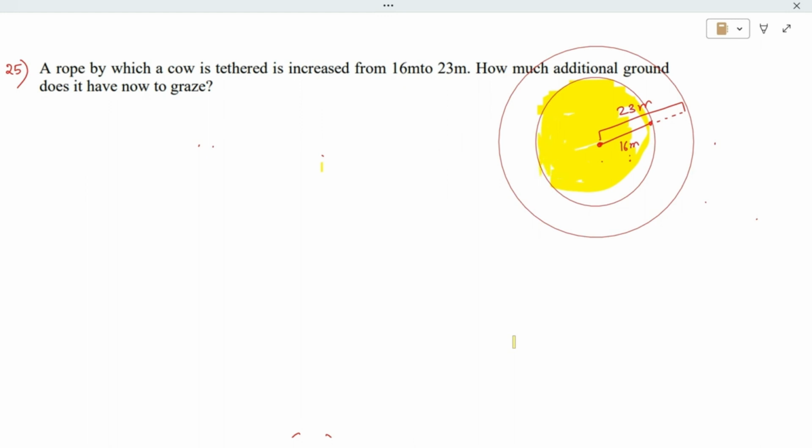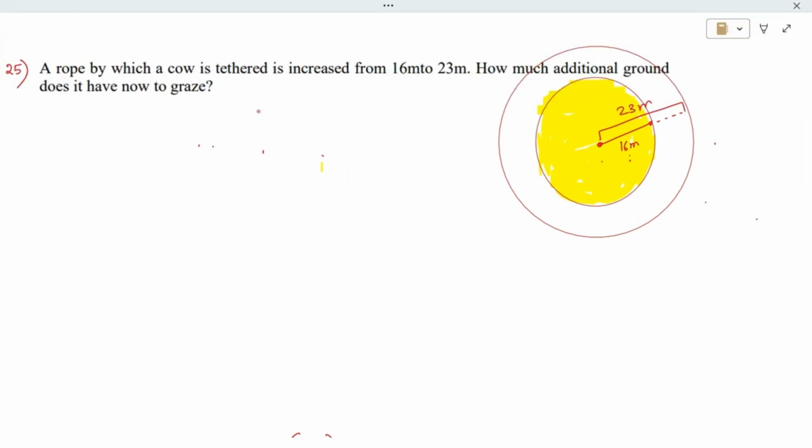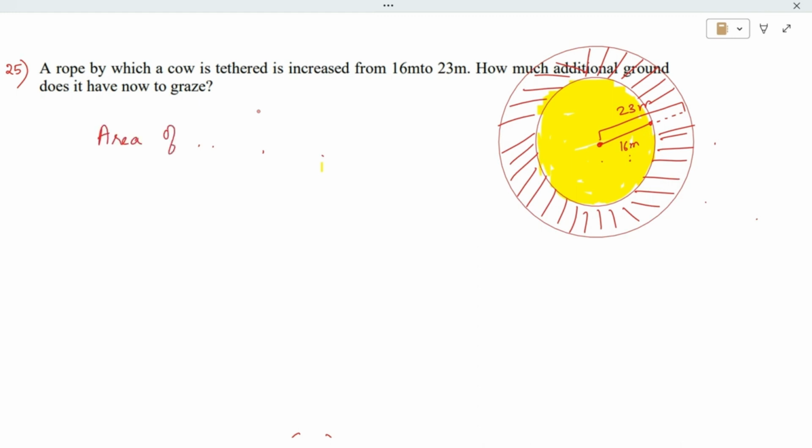Now the radius has been increased to 23 meters, which means it can graze extra area, that is the circle which I marked as an outer layer, isn't it? It can include this yellow space as well as the blank space, isn't it? But I need to find how much additional ground it now has to graze. So only this I have to find. Because the 23-meter rope will include that yellow zone, but I need the additional ground when the radius has been increased from 16 meter to 23 meter, which means I need to find the area of the shaded region. So what is the area of the additional ground?